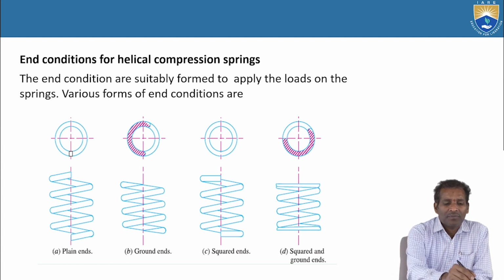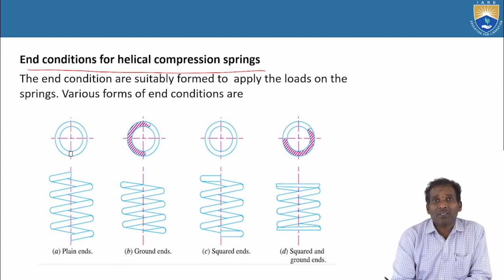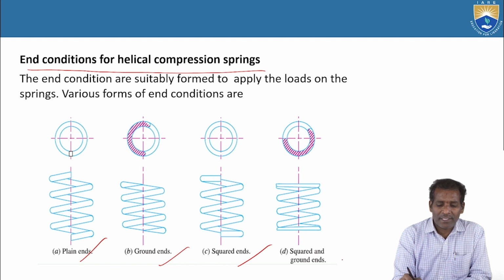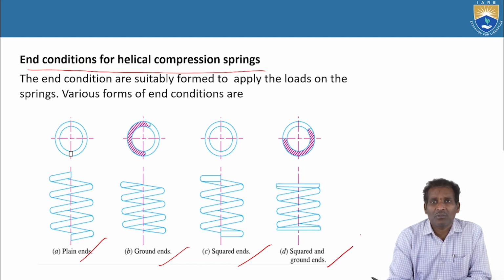Next one is end conditions of helical compression springs. It plays an important role in designing a spring. The end conditions are suitably formed to apply the loads on the spring. Various forms of end conditions are there. So as shown in the figure, first one is plain ends, ground ends, squared ends, and squared and ground ends.